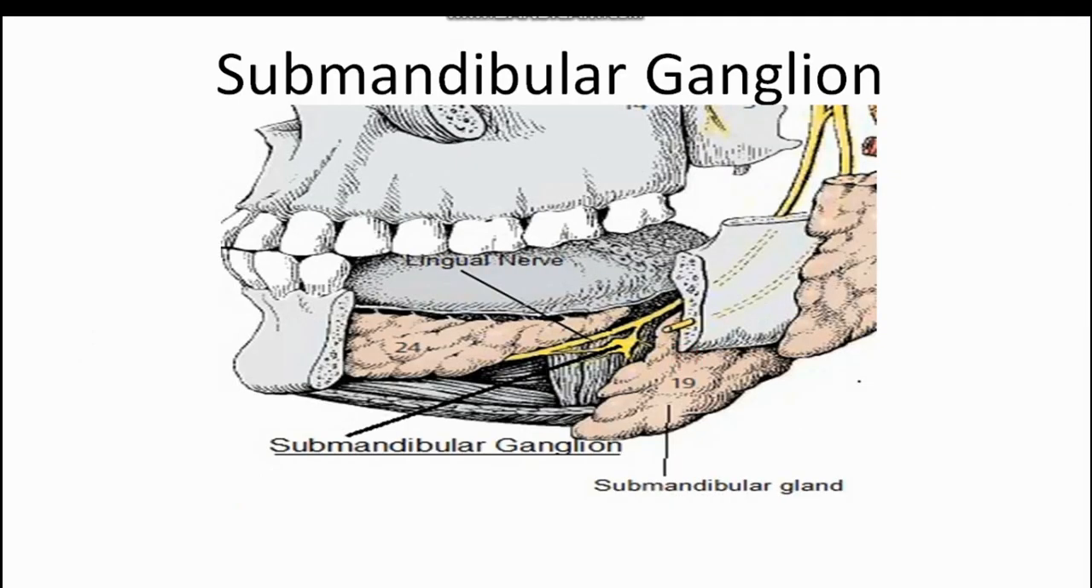Submandibular ganglion, we can see here, this is the submandibular ganglion. It is fusiform in shape. This submandibular ganglion is connected by the lingual nerve. Though it is connected by the lingual nerve, it is functionally associated with the chorda tympani, which is a branch of the facial nerve and has parasympathetic innervation. I have explained this during the functional component.